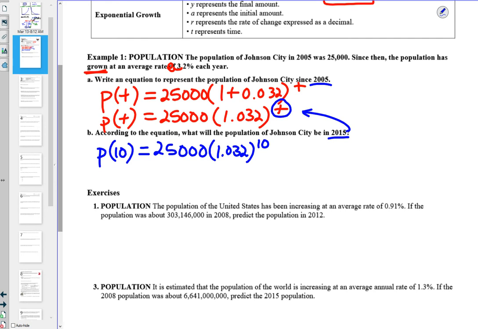But what are we measuring? People. Can you have a partial person? Nah. So since you can't have a partial person with people, you should actually always round down. Because even if I had like 0.97 of a person, that's still not a full person. So I'm getting the population after 10 years should be around 34,256.